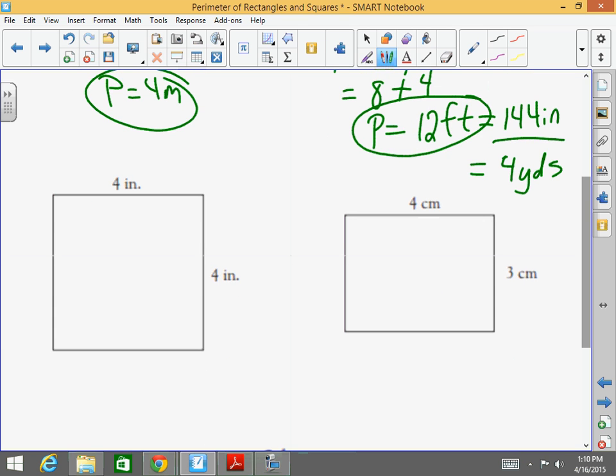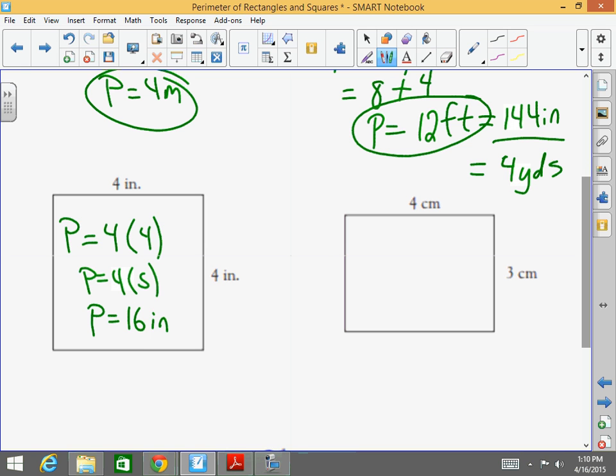What kind of a figure do I have here? Square. So, perimeter equals? 4 times 4. Because remember, perimeter equals 4 times the side length. So 4 times 4 is 16. So perimeter equals 16 inches.